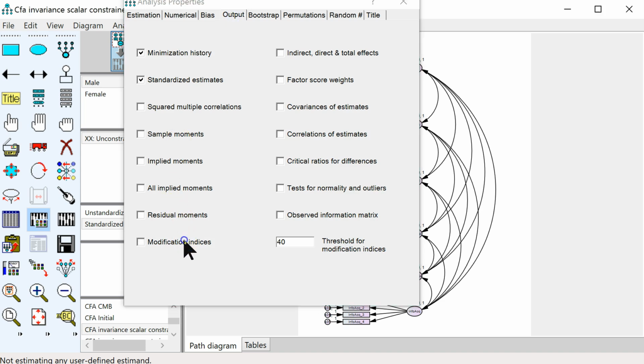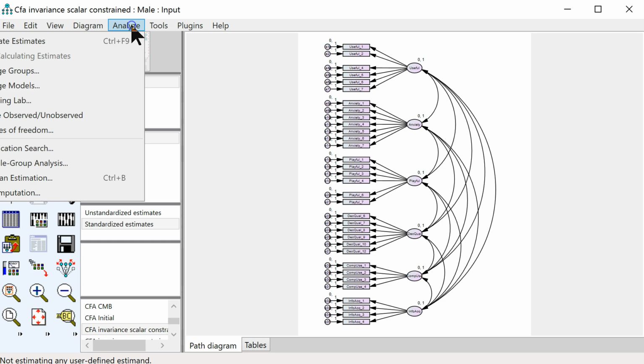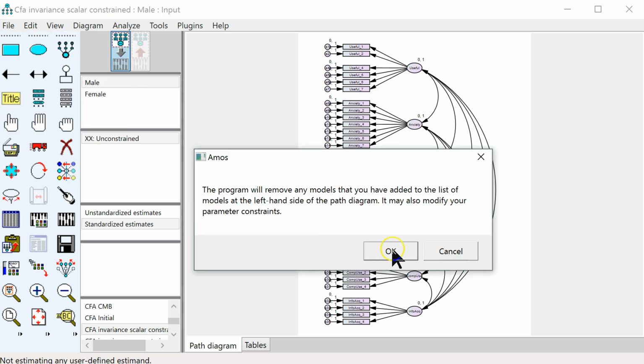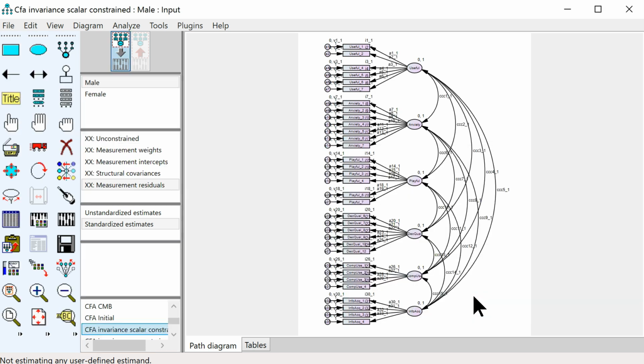This means we probably have to uncheck modification indices. And then let's go to analyze, multiple group analysis. OK. There we go. Now it's estimating everything. Hit OK. It's going to do a bunch of funky stuff, make it look all messy.